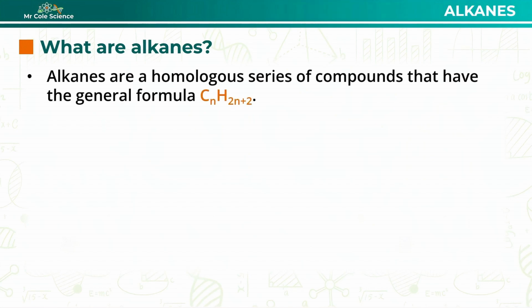Alkanes are a homologous series of compounds that have the general formula CnH2n+2, where n represents the number of carbon atoms in the molecule. This means that every alkane will have twice as many hydrogen atoms plus 2 as it does carbon atoms.